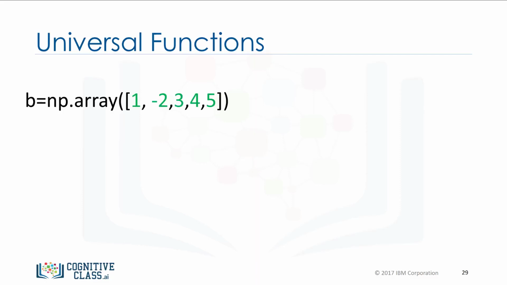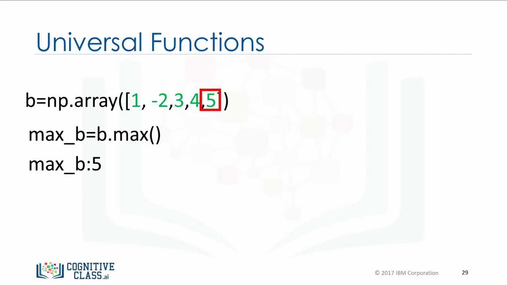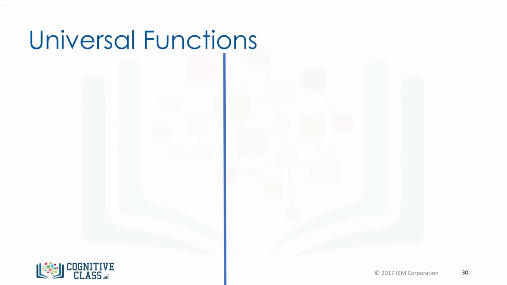For example, consider the Numpy array B. We can find the maximum value using the method max. We see the largest value is 5. Therefore, the method max returns a 5. We can use Numpy to create functions that map Numpy arrays to new Numpy arrays.